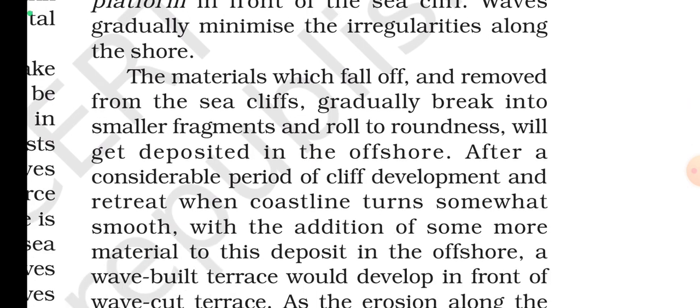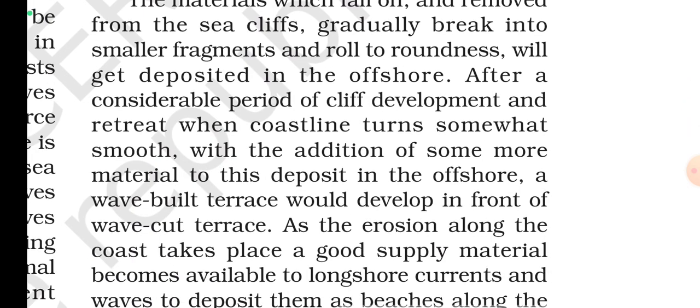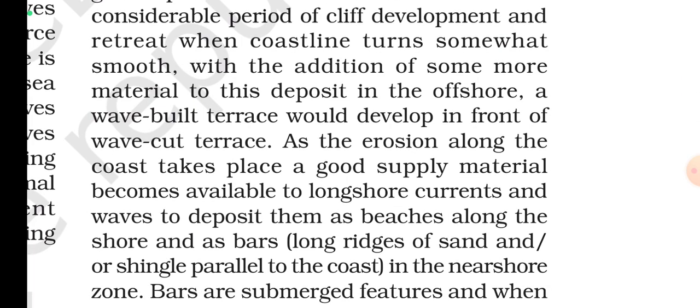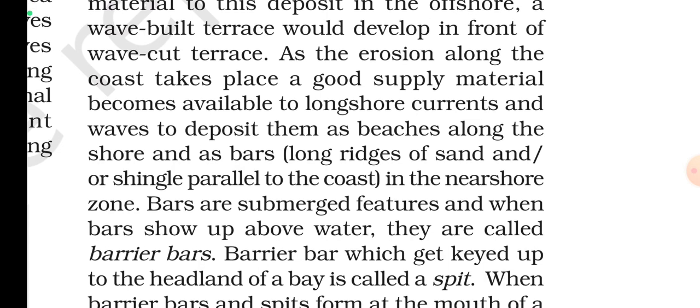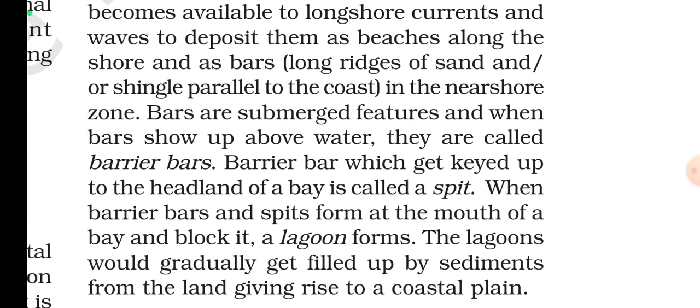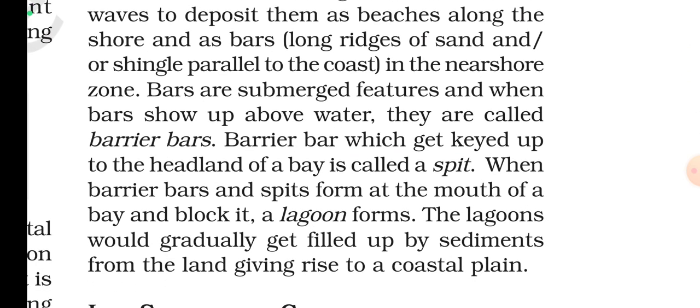The materials which fall off and are removed from the sea cliffs gradually break into smaller fragments and roll to roundness, and will get deposited in the offshore. After a considerable period of cliff development and retreat, when the coastline turns somewhat smooth, with the addition of some more material to this deposit in the offshore, a wave-built terrace would develop in front of the wave-cut terrace. As the erosion along the coast takes place, a good supply of material becomes available to longshore currents and waves to deposit them as beaches along the shore and as bars, long ridges of sand and or shingles parallel to the coast in the nearshore zone.